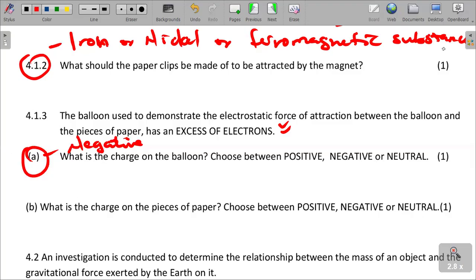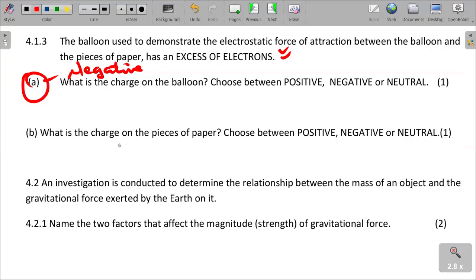Remember, we even have these demonstrations in our classes where we use different pieces of material to demonstrate electrostatic force. It can be a ruler that is rubbed on the hair and then put on top of pieces of paper. Then it demonstrates electrostatic force. So it also has to have a negative charge.